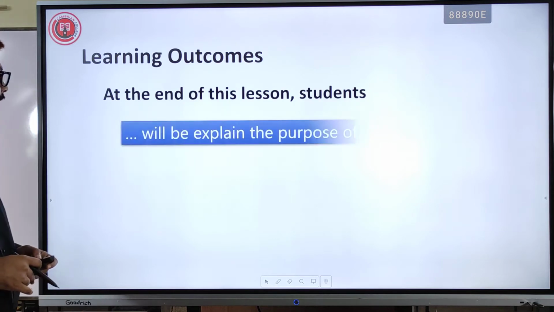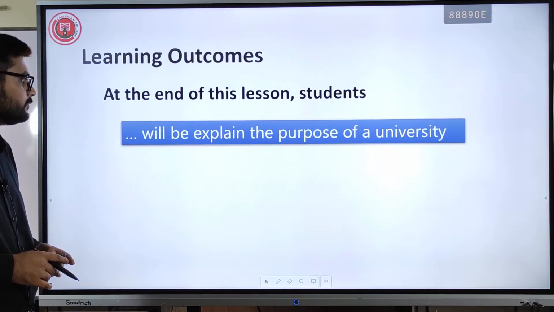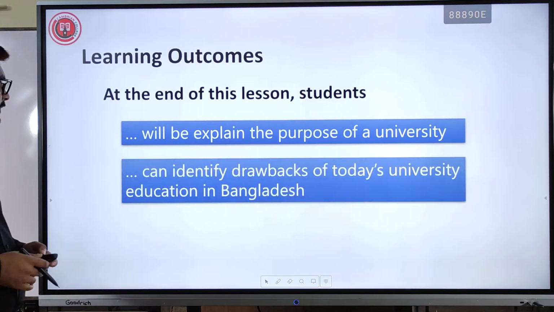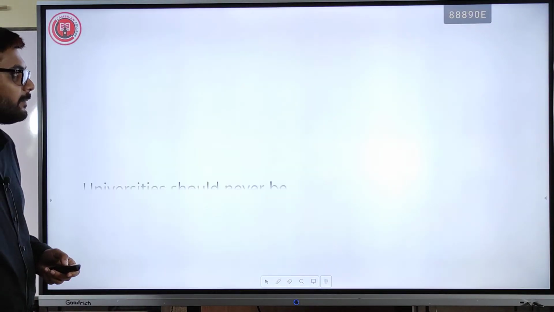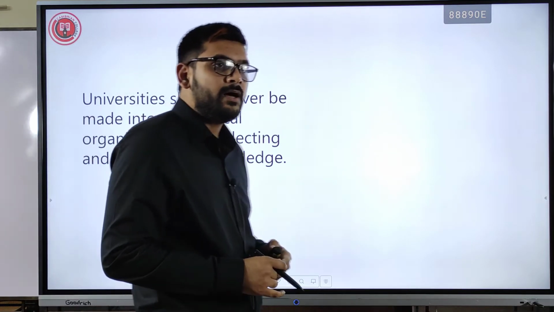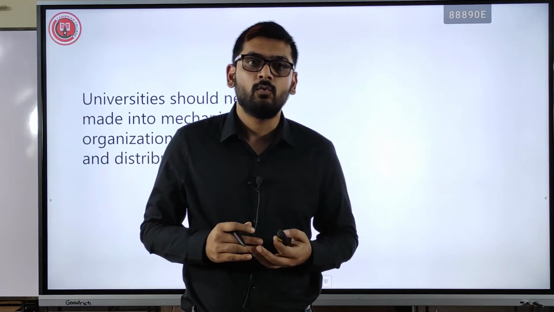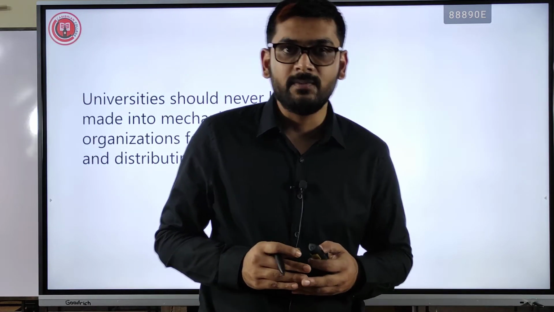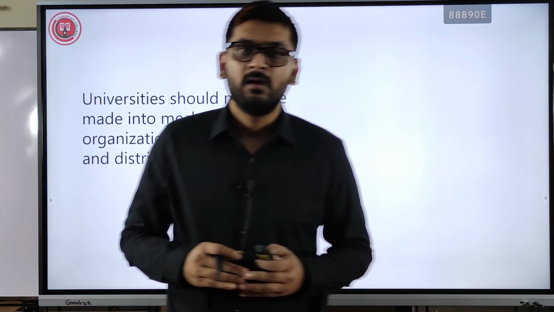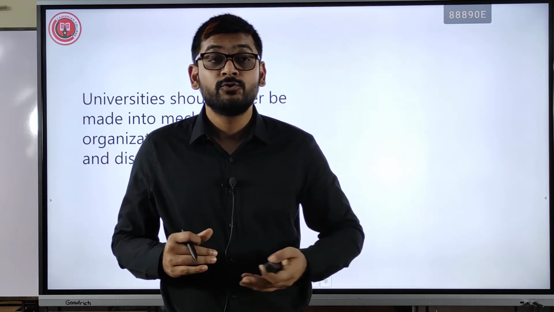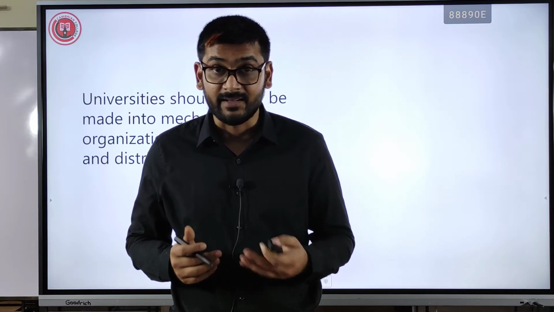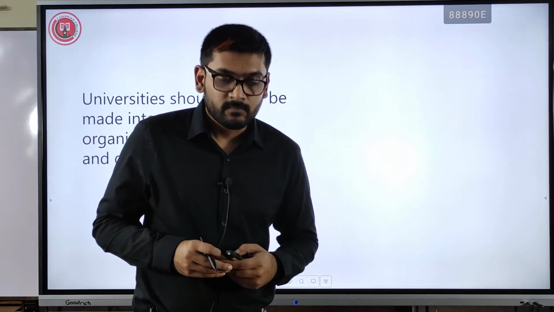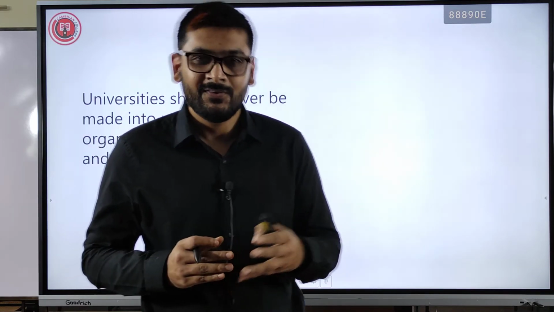Learning outcome. At the end of the lesson, students will be able to explain the purpose of university. Students can identify drawbacks of today's university education in Bangladesh, or in that case India. Here Rabindranath Tagore actually tried to make us understand what is the primary purpose, primary function of a university. Should a university be a place to produce some candidates for the job field or anything else? We will see here. Okay? We will actually divide this lesson into 3 separate videos. So, look out for that.